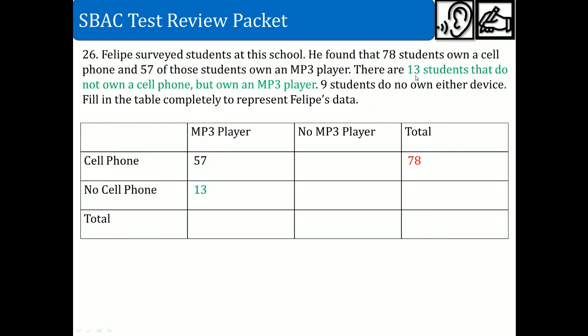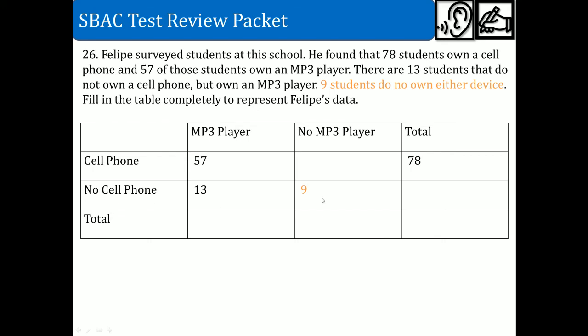Next, it says 13 students do not own a cell phone, no cell phone, but own an MP3 player. So no cell phone, MP3 player, 13. Next, 9 students do not own either device. So no phone, nor MP3 player. This would be the intersection: no cell phone, no MP3 player.